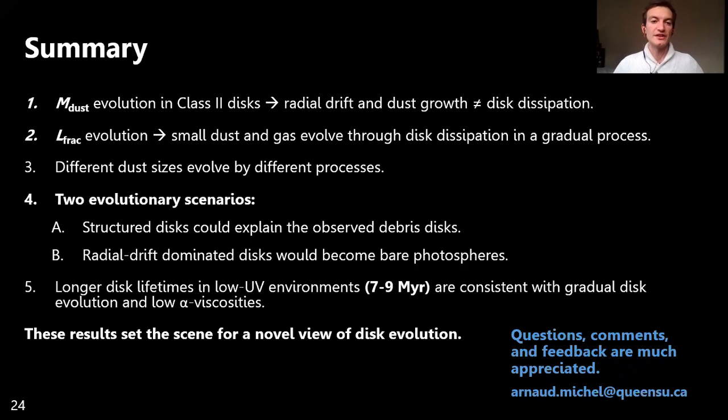So this brings me to my summary: we've seen that the millimeter disk dust mass evolution in class 2 disks is radial drift and dust growth, not disk dissipation. The fractional disk luminosity evolution is of small dust and the gas, which evolves through slow disk dissipation in a gradual process. Then we have different dust sizes evolving by different processes. We also have two evolutionary scenarios: structured disks that could explain the observed debris disks, and then radial drift dominated disks, which would become bare photospheres. We also derive longer disk lifetimes in low UV environments on the order of 7 to 9 million years, which are consistent with gradual disk evolution and low alpha viscosities.